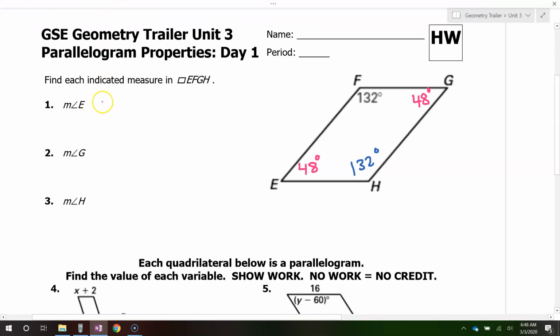So the measure of angle E was 48 degrees. The measure of angle G, also 48 degrees. And the measure of angle H was 132 degrees.